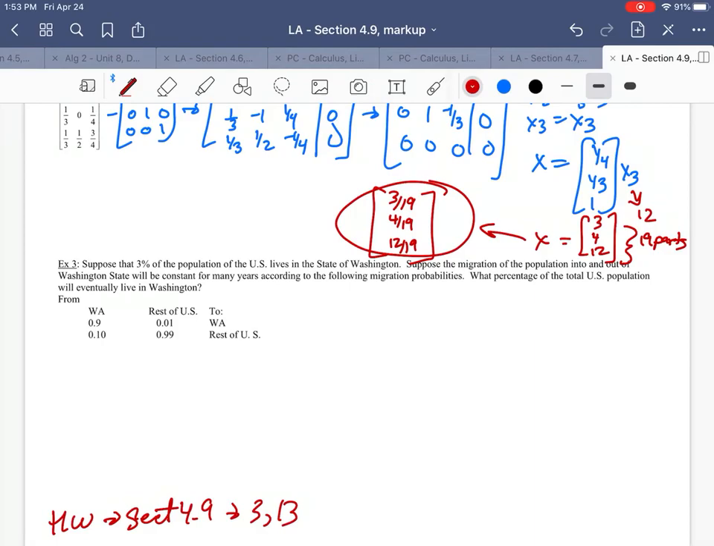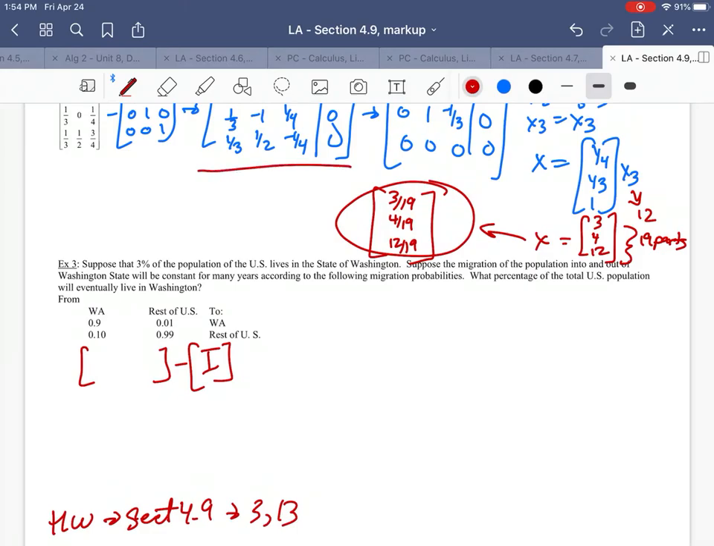Suppose that 3% of the population of the U.S. lives in the state of Washington. Suppose the migration of the population into and out of Washington state will be constant for many years according to the following migration probabilities. What percentage of the total U.S. population will eventually live in Washington? You don't even have to know what the population is. They're just looking for a percentage. So basically I have to take this matrix and subtract the identity matrix of the same size, and that's going to get me to this point right here.